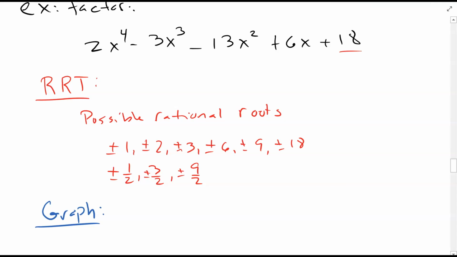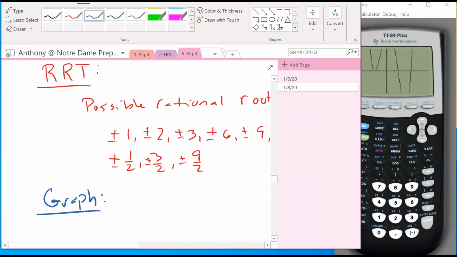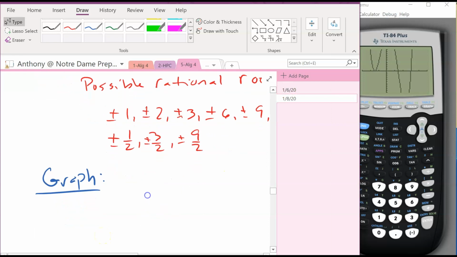All right. When I look at the graph there, let's see, what do I see? What values do you see for the x-intercepts?